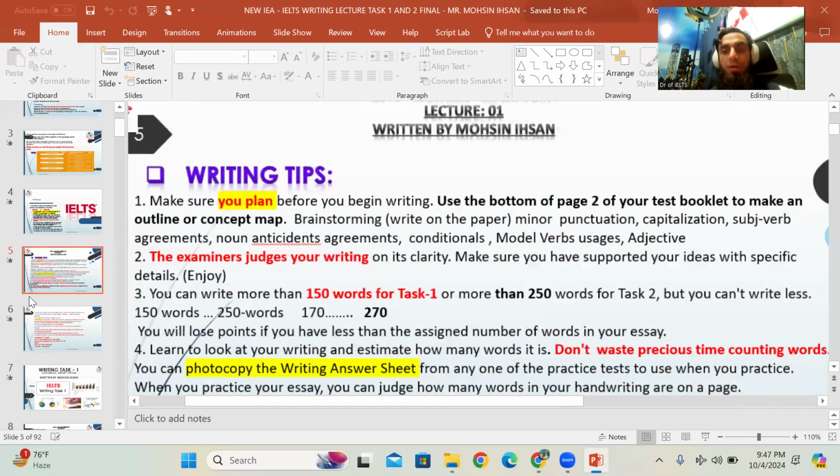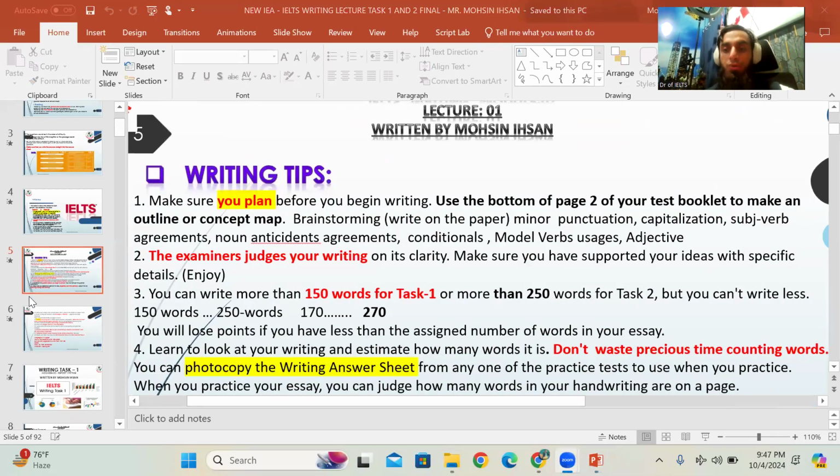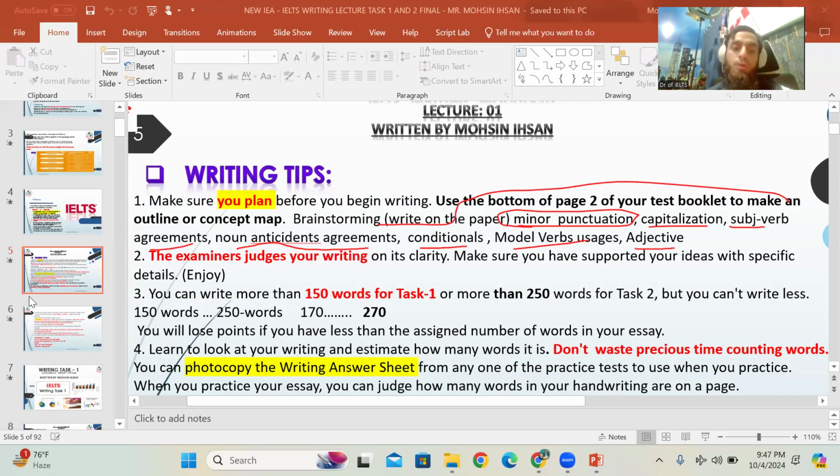Further, for grammatical approach, I again remind you to look for minor punctuation, capitalization, subject verb agreement, noun antecedent agreement, conditional, modal verb usage, adjectives. These are the topics which are considerable in grammatical mistakes.